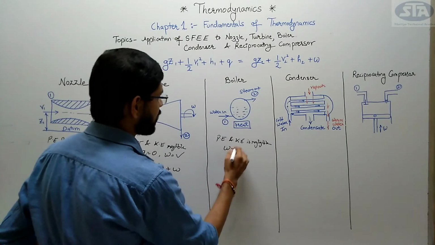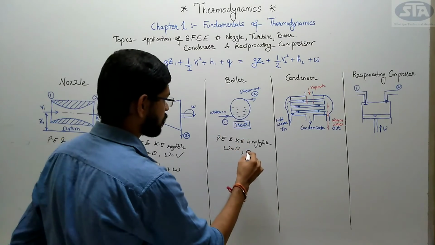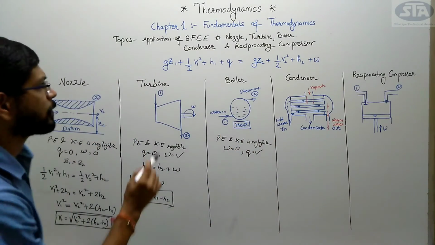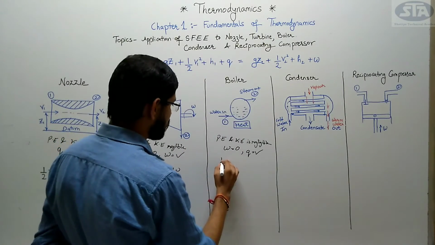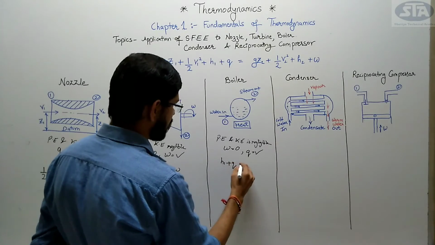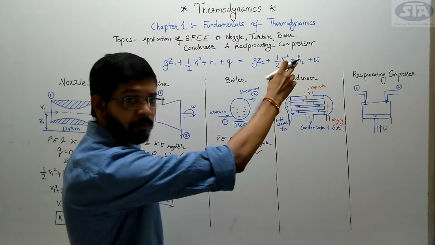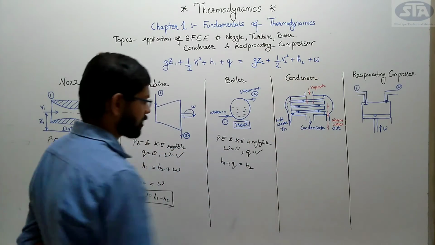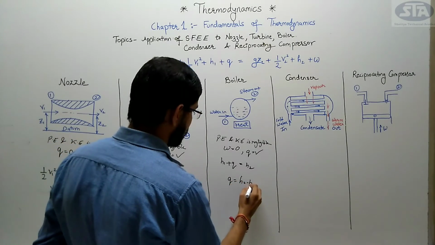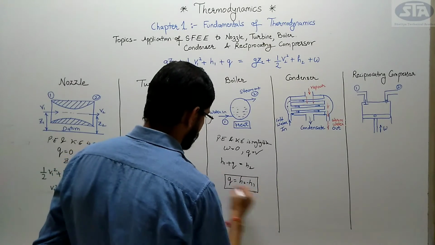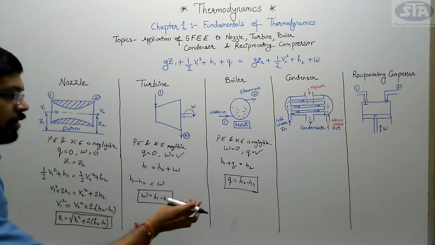Next, can you see any work being done here? No, so work is not there. Yes, heat is being transferred, so Q is there, right? So what will my equation be? The gz1 plus half V1 square goes. What remains is H1 plus Q equals gz2 plus half V2 square, nor is there any work done. So what remains is just my enthalpy H2, right? So my Q, that is the heat transfer, would be H2 minus H1. Thus my change in enthalpy will give my change in heat.